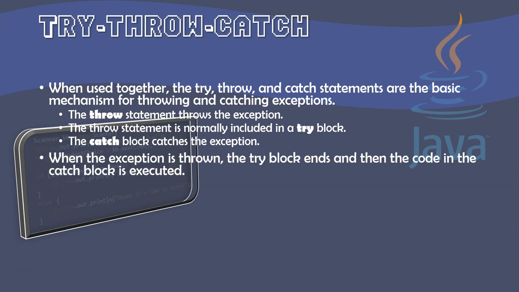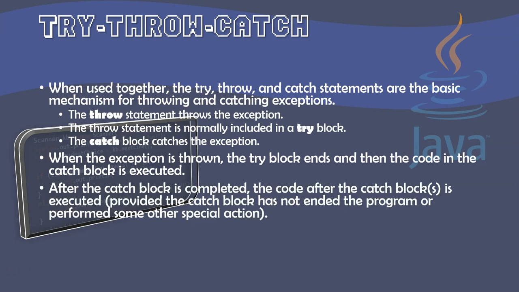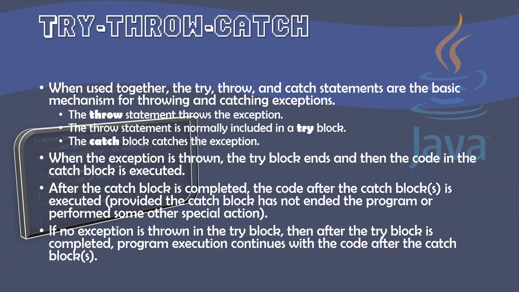Now, when the exception is thrown, the try block is going to end, and then the code in the catch block is executed, as we have seen already multiple times. After the catch block is completed, the code after the catch block is executed, provided that the catch block has not terminated the program, such as using System.exit(0), or performed some other type of action. If there is no exception thrown in the try block, then after the try block is completed, the program execution continues after whatever catch blocks we have. So it just skips them over completely.